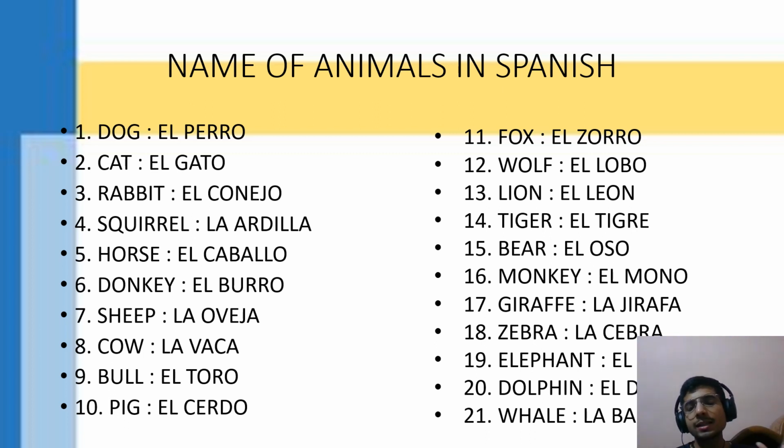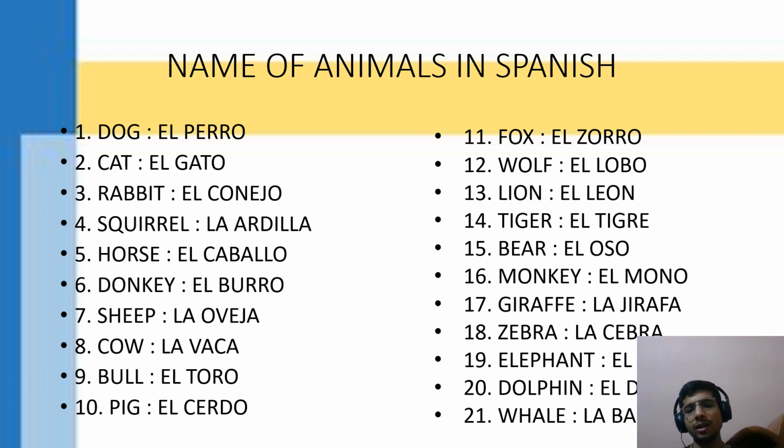The double L sounds like ya. Ardilla. J sounds like H. Conejo. Gato. Perro. The R sounds like a rolled R. Repeat with me. Perro. Gato. Conejo. Ardilla.